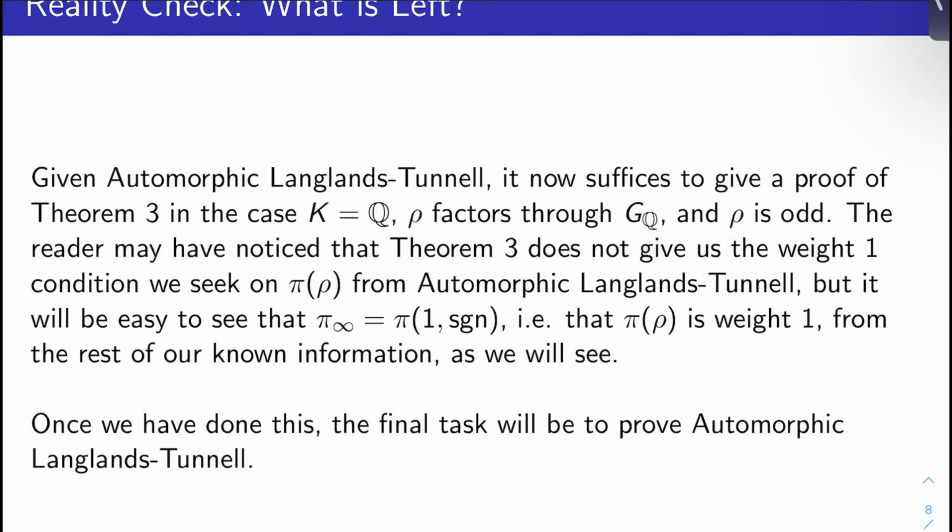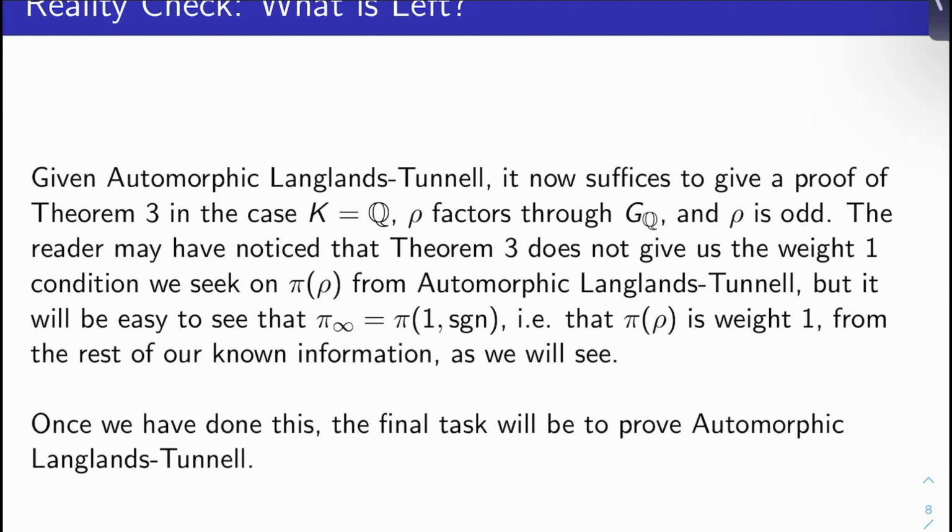You also might have noticed, if you're being astute, that theorem 3 doesn't give us the weight 1 condition we seek on pi of rho from automorphic Langlands tunnel, if you go back and look at it. But we will see very soon, it will be easy to see, in fact, that pi sub infinity, the Archimedean local component of pi, is just pi of the characters 1 and the sign character, i.e. that pi of rho is weight 1. This will all follow. In other words, the weight 1 condition that we seek will fall out of our already known information easily. We'll see this later. So it's a tiny loophole in the sense that we haven't seen how it falls out, but it's not really a loophole in the sense that there's actually nothing really to address there.